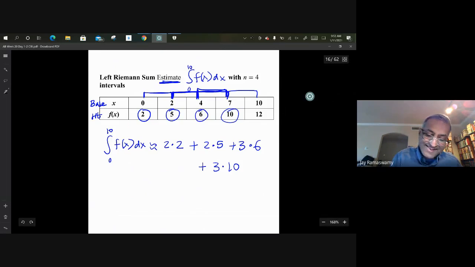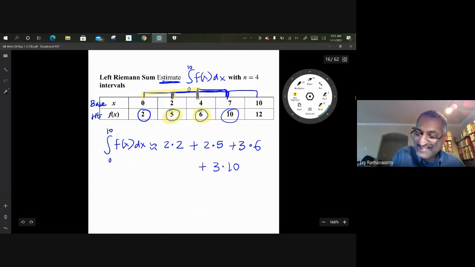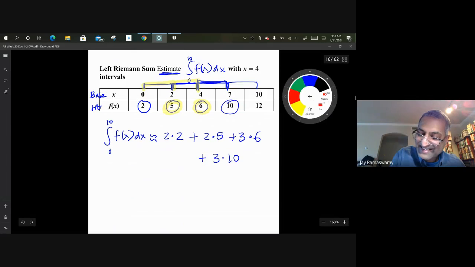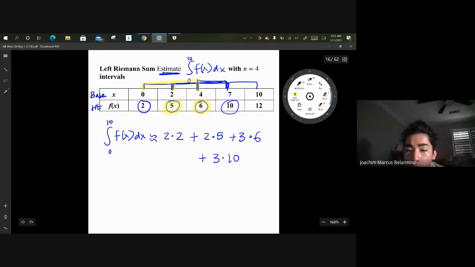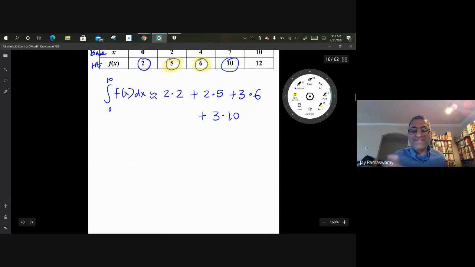For a right Riemann sum, the first base was 2, and the height was 5. You're looking at the right heights. Can you see that? So we could say that there's at least one value that's not going to be included. For left Riemann sum, the rightmost guy will not be included. For right Riemann sum, the leftmost guy will not be included.